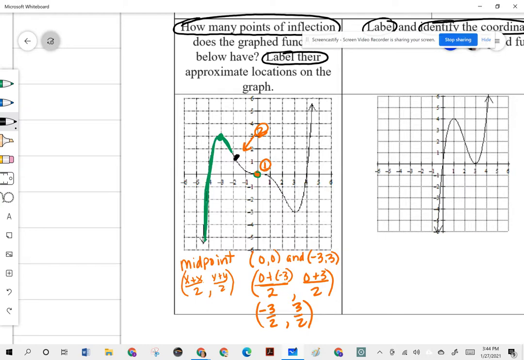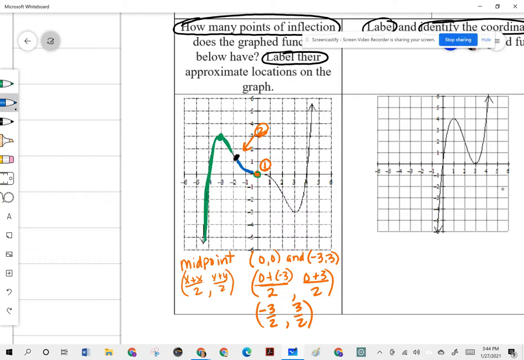So on this point right here, you can see that the concavity changes, right? So now that's a point right here. And then now let's take a look at condition number 3. Well, we don't have condition number 3. It says the 2 consecutive relative max and mins. And so we don't have 2 consecutive max or mins.